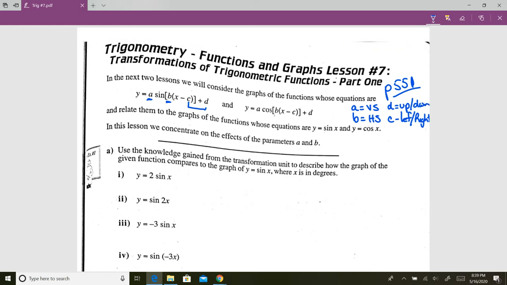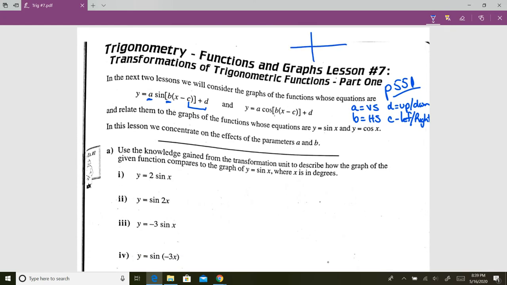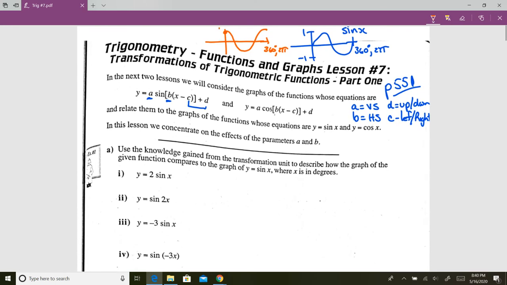Okay, and hopefully you remember the sine graph, these first few are going to be all sine graphs. So the sine function starts at 0, goes up, has a period of 360 degrees, or 2 pi, and has a max value of 1 and a minimum value of -1. That is sine of x. And a cosine starts at 1, goes down, goes up, again a period of 360, or 2 pi, and has a max value of 1 and a minimum value of -1.